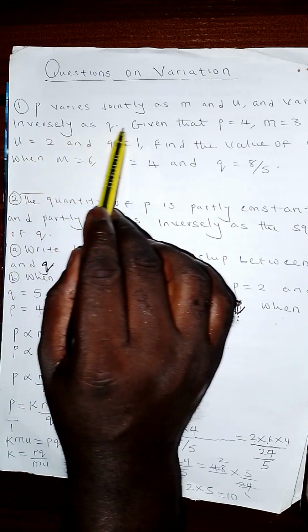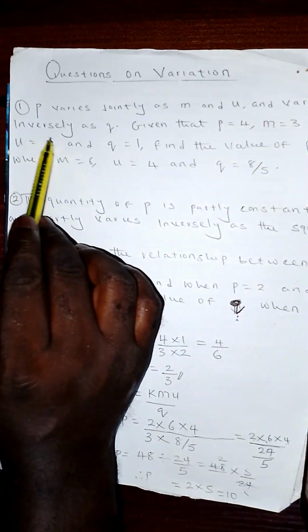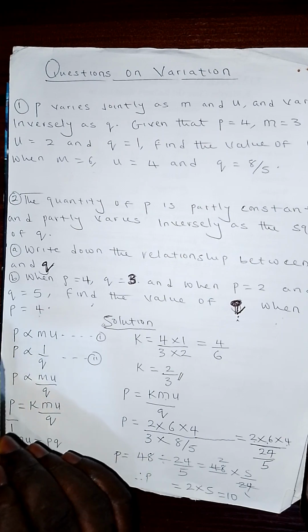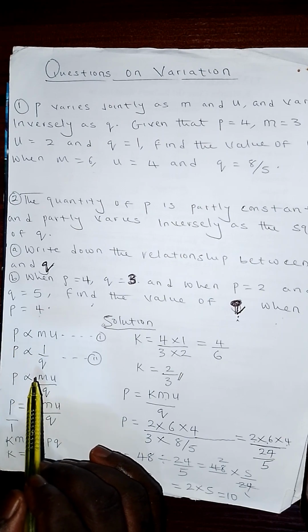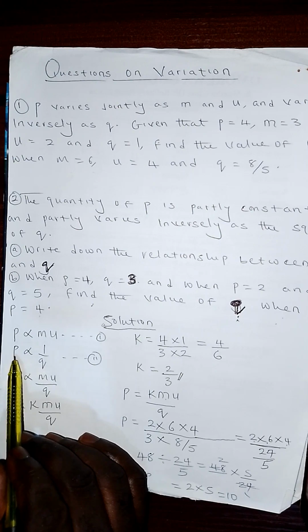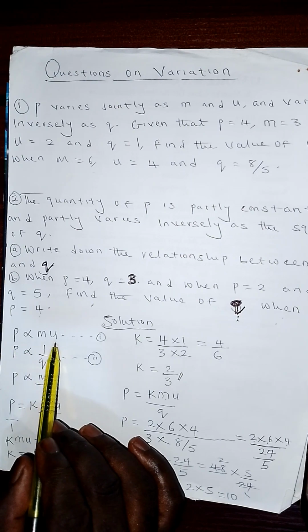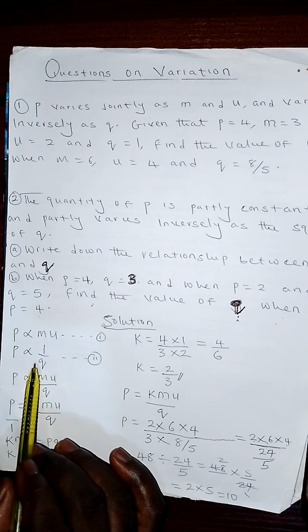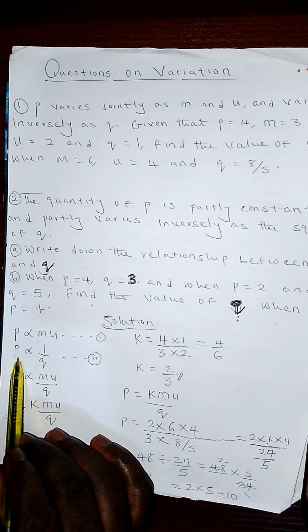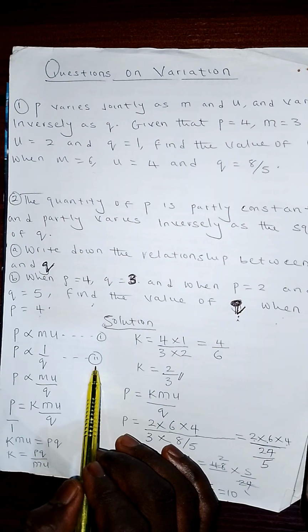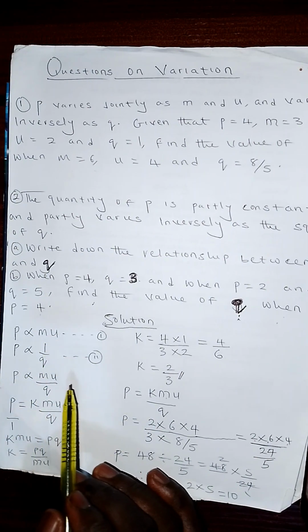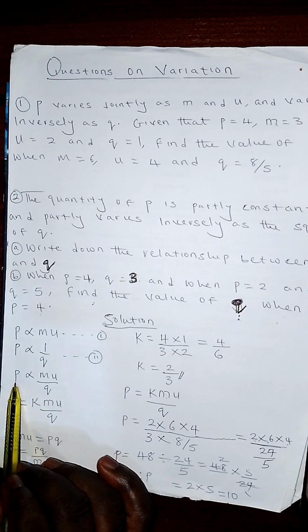Then you move further: P varies inversely as Q. Inversely means as the other one is going up, this is coming down. They are not direct. While this is direct or joint, this is inverse. So that's why it appears this manner. So P also is inverse. That's equation two. Then bringing these two equations together, if you want to merge them, you have P.